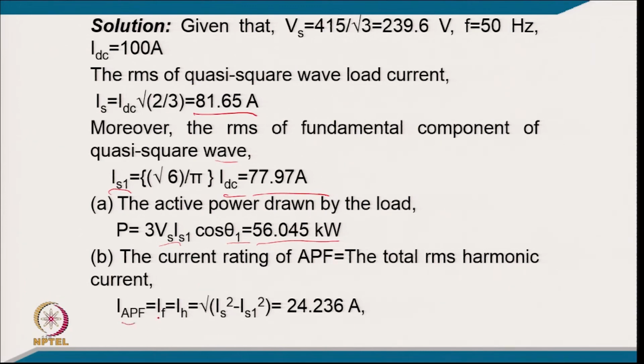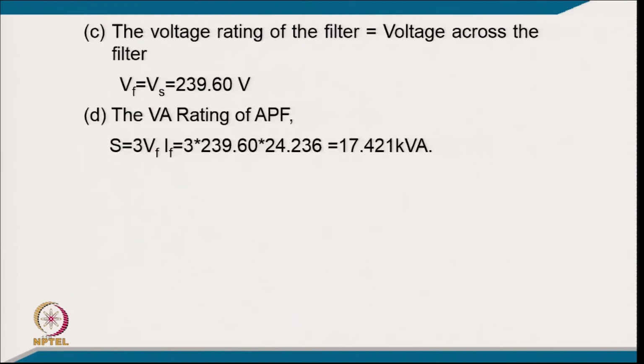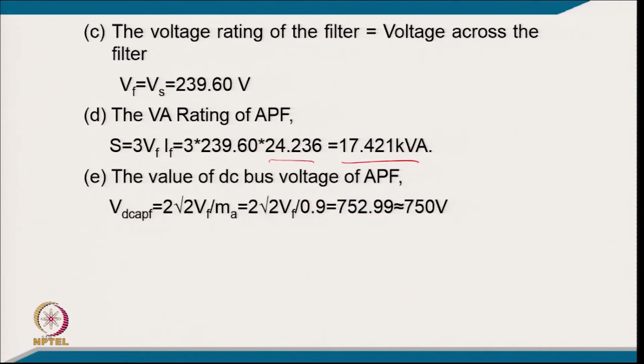The current rating of the active power filter is the total harmonic current, that is IAPF equal to IF equal to IH under root IS square minus IS1 square, and that is 24.236 ampere. The voltage rating of the filter will be the voltage across the filter, that is 239.6 volt, and the VA rating of the shunt active filter will be 3 VF IF, that is 3 into 239.6 and current 24.236. So, it comes to 17.421 kVA, and the value of the DC link voltage from this relation will be typically 752 volt.